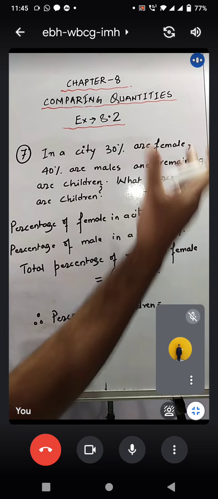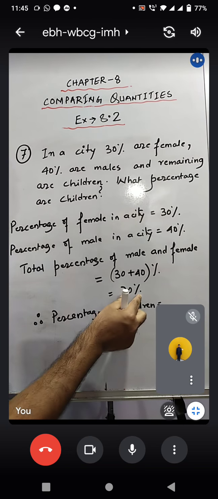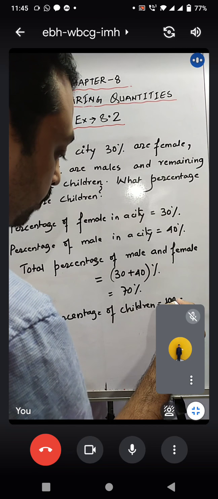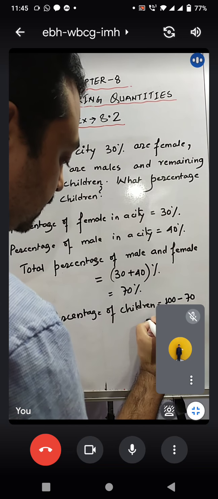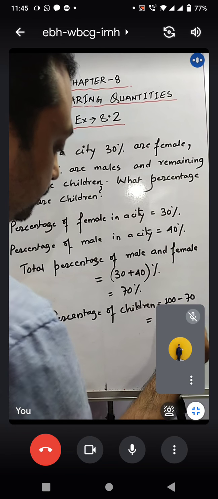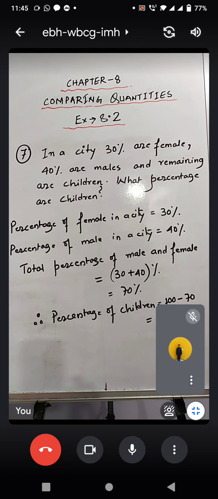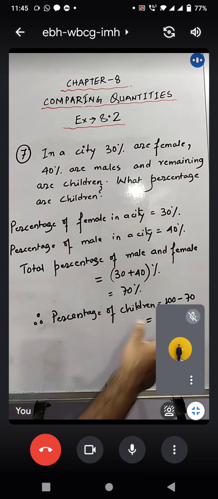So out of 100%, 70% is a combination of male and female. So obviously the rest would be for children, that is, from 100 we'll subtract 70, so it would be 30%. So 30% are children. Okay, so this is the solution of question number 7.